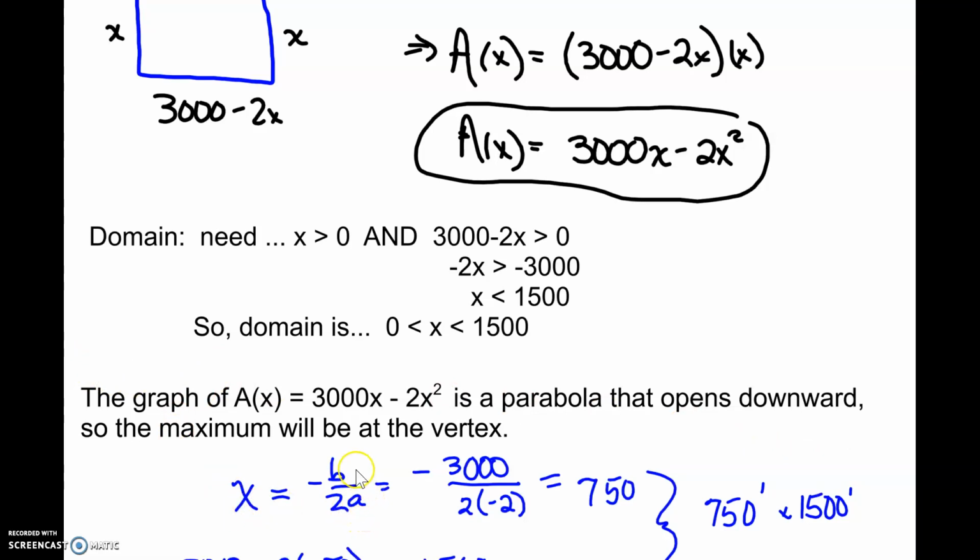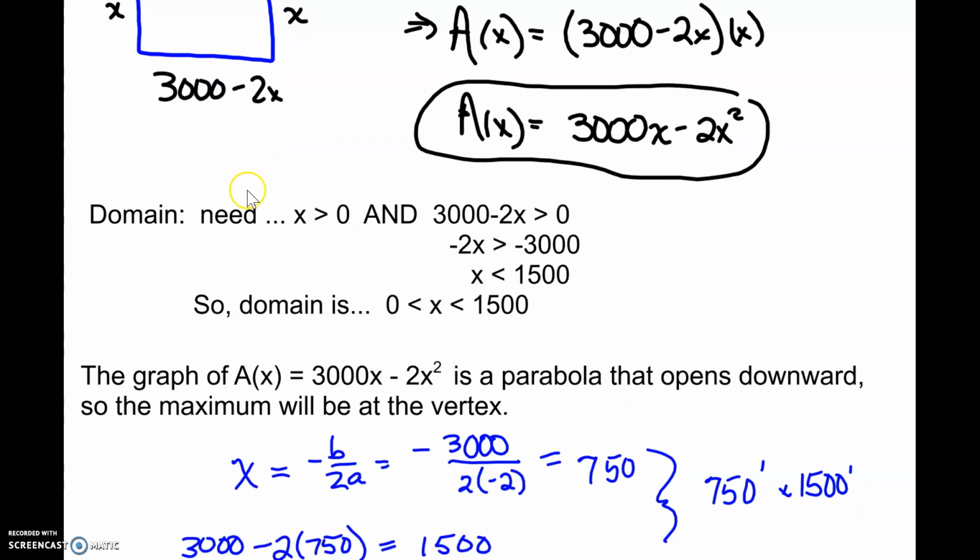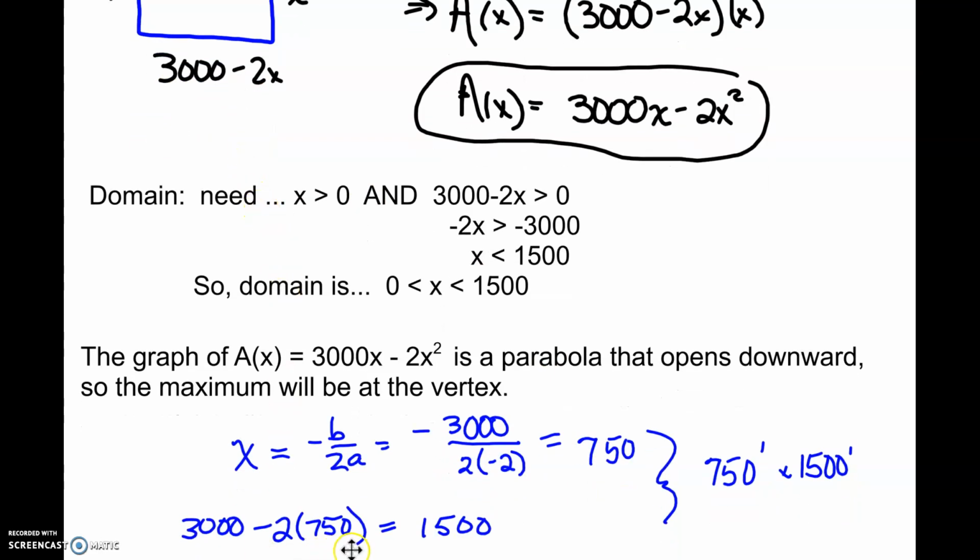b is always the coefficient of the x term, and a is the coefficient of the x squared term. So in this particular function, the b is 3,000 and the a is negative 2. Putting those into my formula, I come up with 750. So that's one dimension. How do you find the other one? We'll look back at our picture. The other side was given by the expression 3,000 minus 2x. So if I put the 750 into that, we will get 1,500. So the answer here would be 750 by 1,500 for the maximum area in our corral.